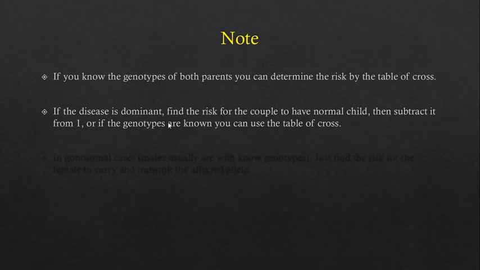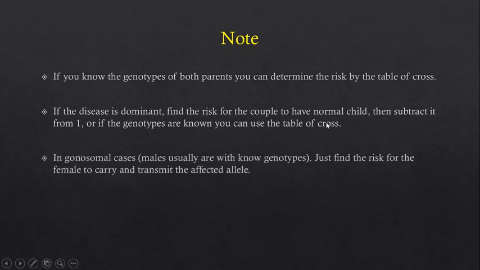Or also, if you know the genotypes and you are very sure about them, you can simply use the table of cross. Because in all these cases we were discussing autosomal diseases. In the case of gonosomal diseases, usually the genotypes of the males are very well known. So in this case you find the risk for the female to carry and transmit the affected allele, and this is gonna give you the risk for this couple to have an affected child.